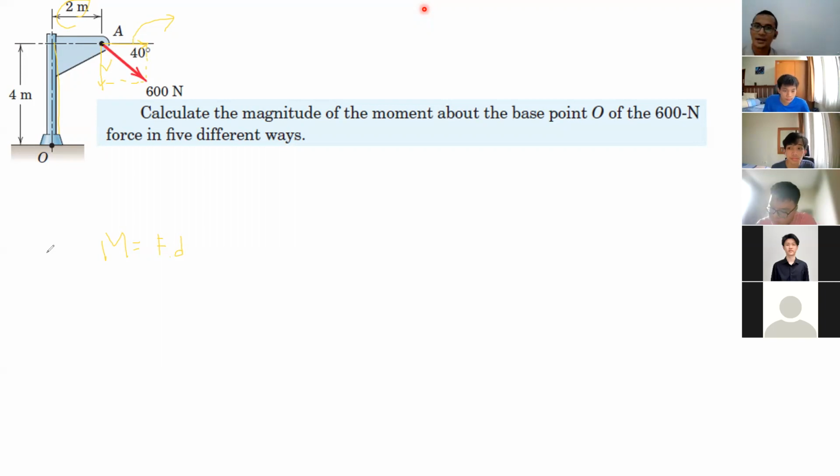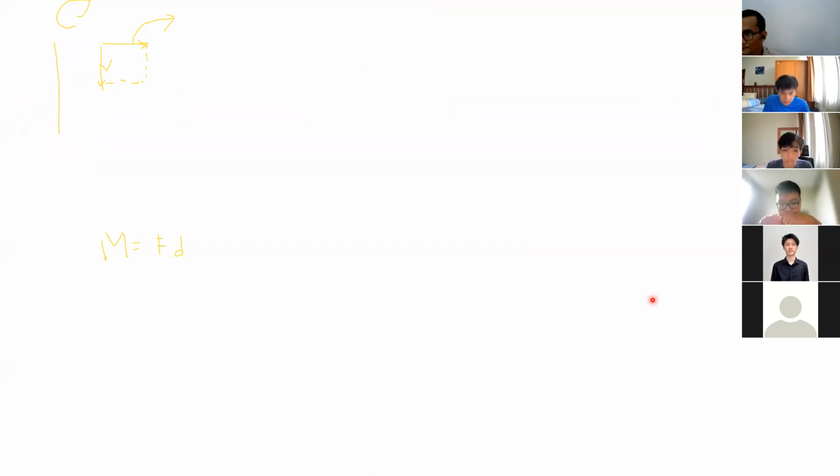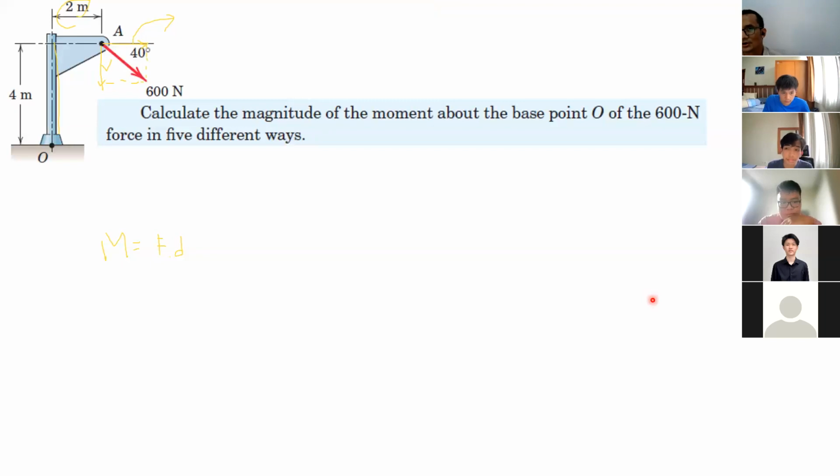But for the current one, I want you to calculate using the things that I already explained to you before. Either r cross F or F multiplied by d. Do you have any idea on how to solve that?